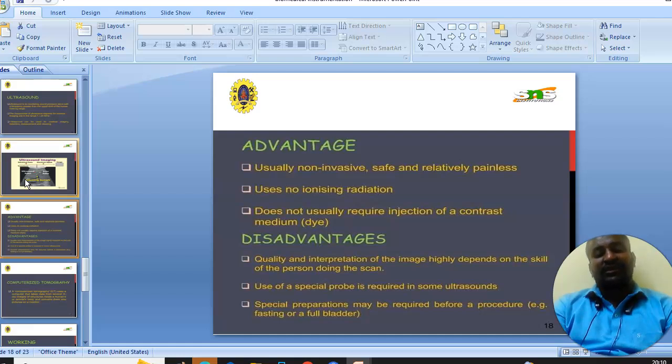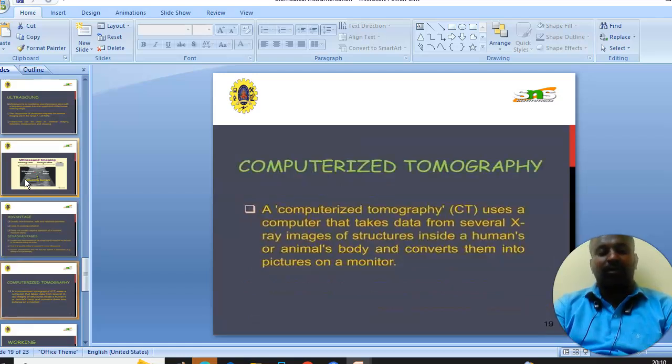Next, we will see the advantages of ultrasonic imaging. It is usually non-invasive, safe, and relatively painless. It uses no ionizing radiation and does not usually require injection of a contrast medium. Disadvantages of ultrasonic imaging are that the quality and interpretation of the image highly depend on the skill of the person during the scan. Use of a special probe is required. Special preparations may be required before the procedure.